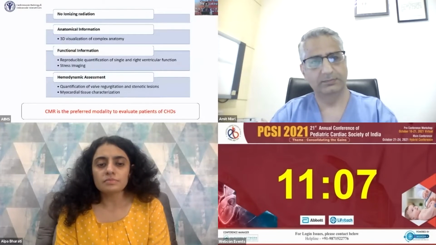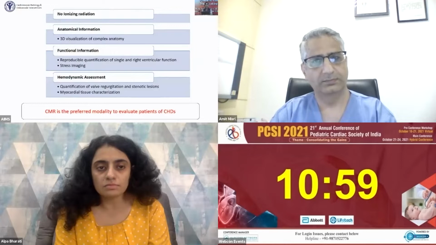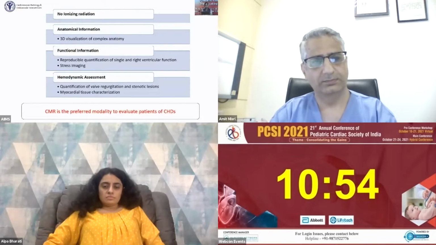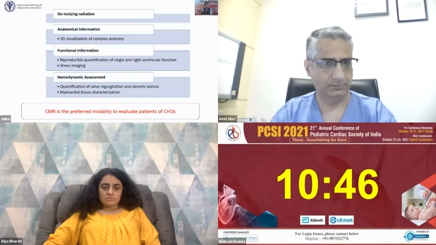We all know one would prefer to do MRI in these patients because of the very big reason of it not involving any ionizing radiation. Also, the MRI would give you a 3D visualization of the complex anatomy, will give you the anatomical information besides also the functional and hemodynamic assessment. So actually, MRI would be the way to go.